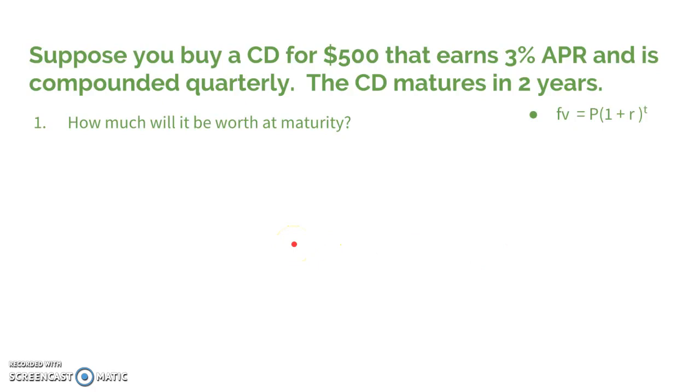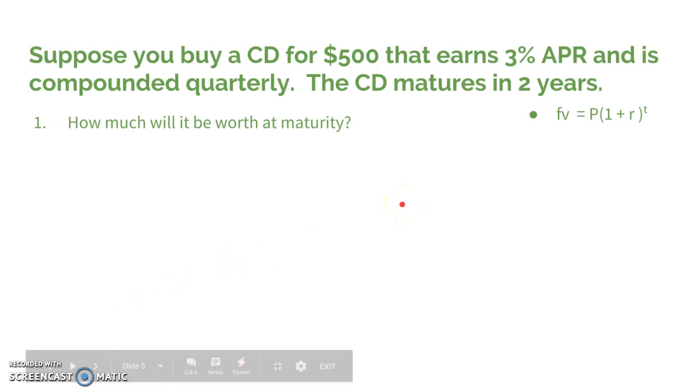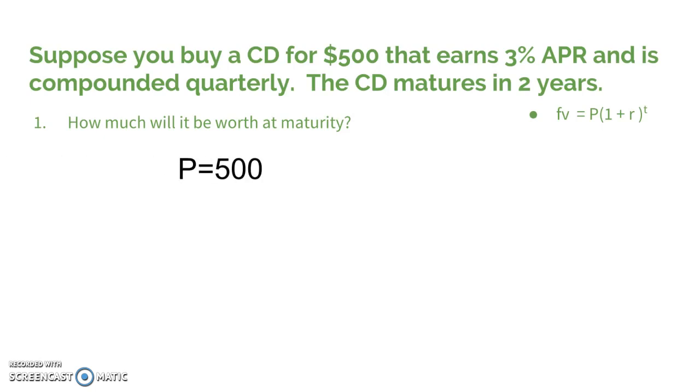All right, so let's look at an example here. We have a CD for $500 that earns 3% APR and is compounded quarterly. The CD matures in 2 years. How much will it be worth at maturity? All right, well, we have our future value formula up there. Notice we need to know the principal, the periodic interest rate, and T, the number of periods. Well, principal, that's the beginning amount, that's the $500.